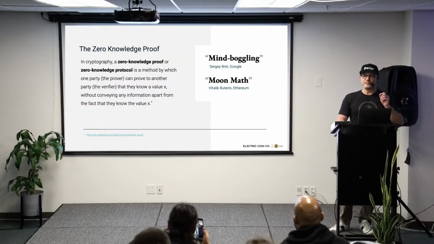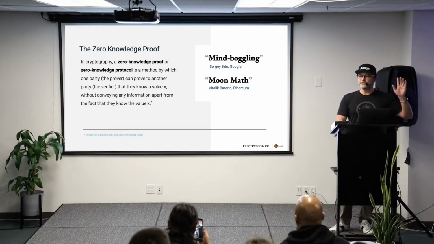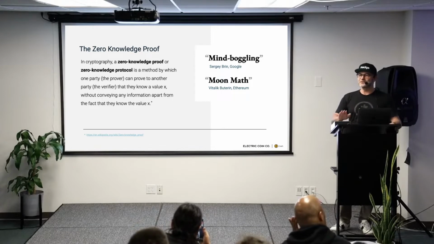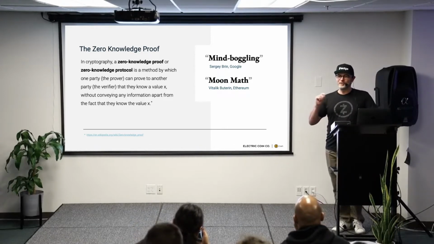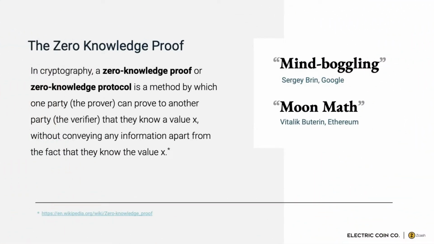So how many people know what zero knowledge is? Or zero knowledge cryptography? A little bit. So zero knowledge cryptography is just math, very complicated math, that allows you to prove something is true without disclosing anything about the data behind it.